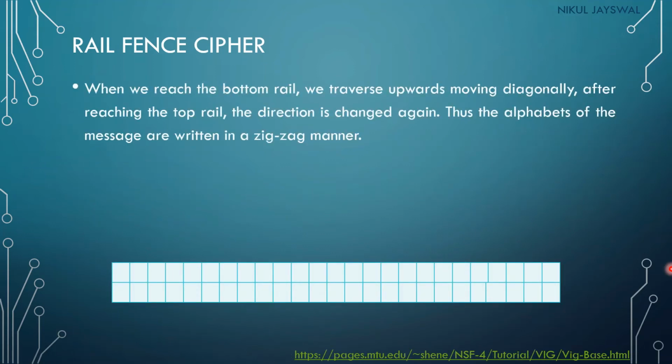So when we reach the bottom rail, we traverse upward moving diagonally. After reaching the top rail, the direction is changed again. Thus, the alphabets of the message are written in a zigzag manner.